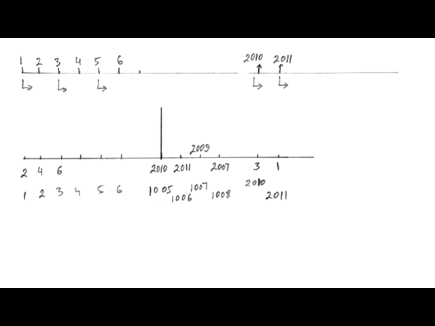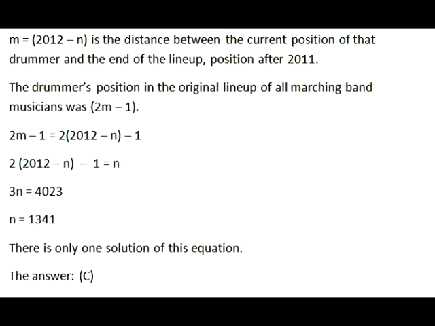As we have said before, all the trumpet players made some steps to the right, so the trumpet players have no chance to return to the place where they stood originally. So only a drummer has a chance to return to his original position. Let the position of such a drummer be N. Then M, which is equal to 2012 minus N, is the distance between the current position of the drummer and the end of the lineup. Then M is that drummer's number among his fellow drummers before the U-turn.